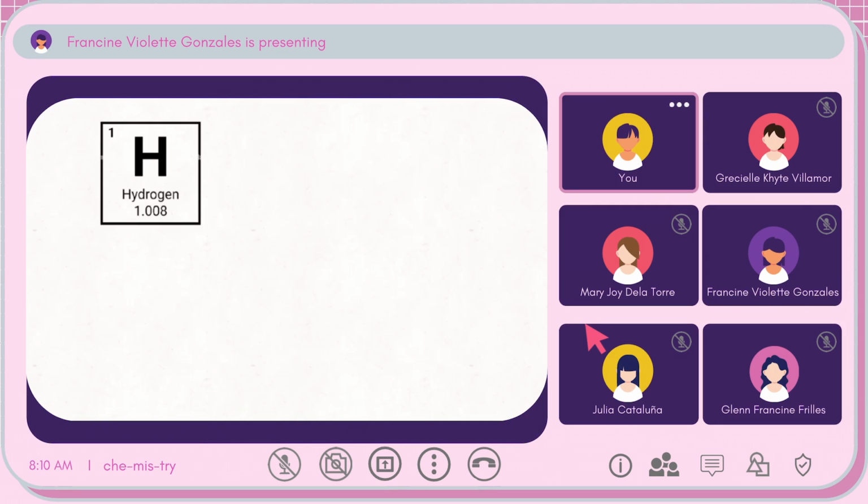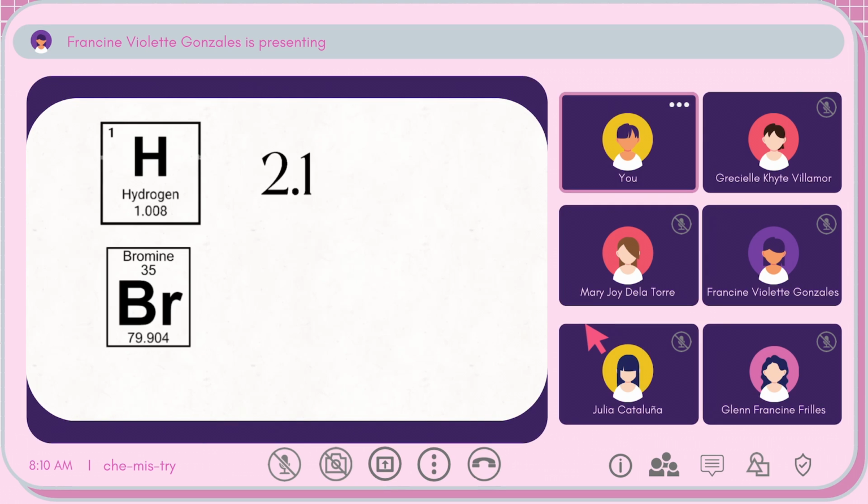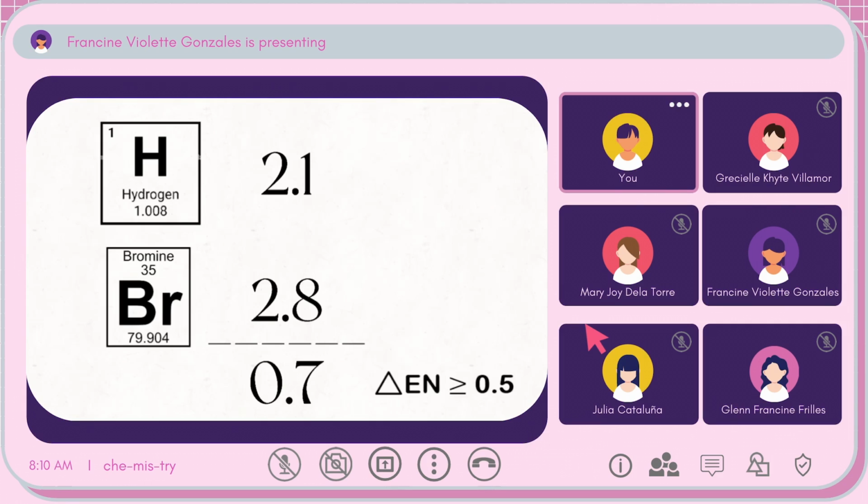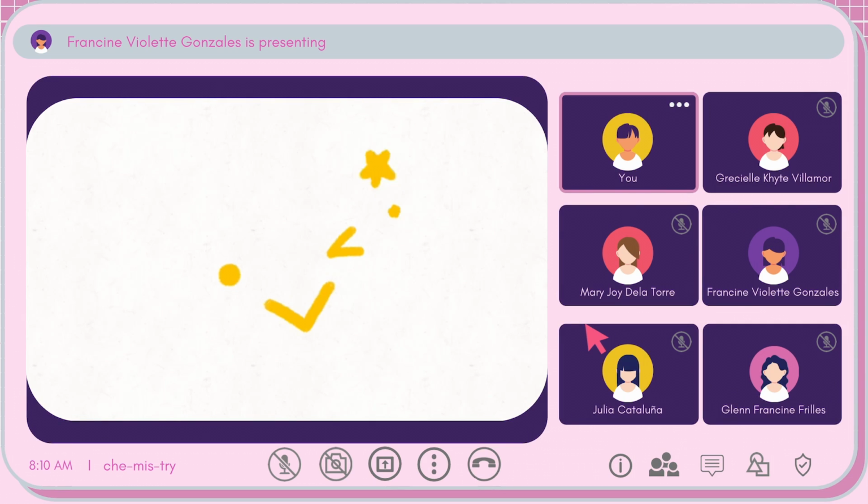Now, hydrogen has an electronegativity of 2.1 and bromine has an electronegativity of 2.8. Since 2.8 minus 2.1 is equal to 0.7, the difference is greater than 0.5, and so it's considered a polar covalent bond. And that is all.